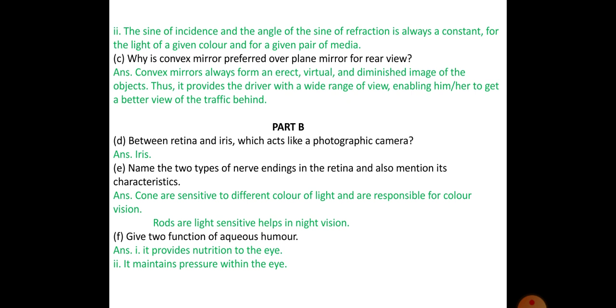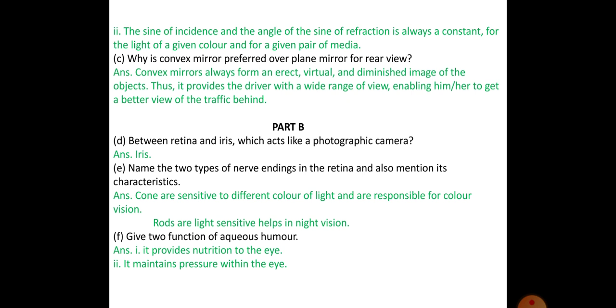Between retina and iris, which acts like a photographic camera, that is iris. Name the two types of nerve ending in the retina and also mention its characteristics. There are two types of nerve ending, that are cones and rods. Cones are sensitive to different colors of light and are responsible for color vision. Rods are light sensitive, help in night vision.